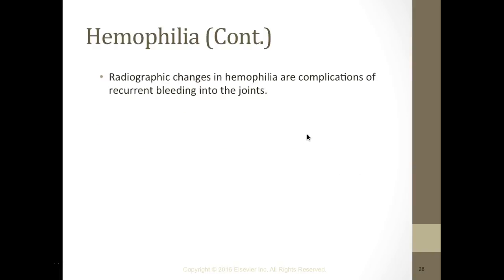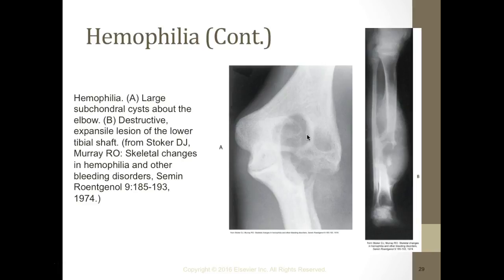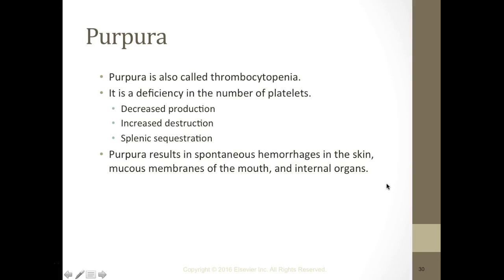Radiographic changes in hemophilia are complications of recurrent bleeding in the joints. So they can just start bleeding internally. You can see here there's a large cyst, and that is from bleeding, and you can see here this is destructive from bleeding. Skeletal changes.